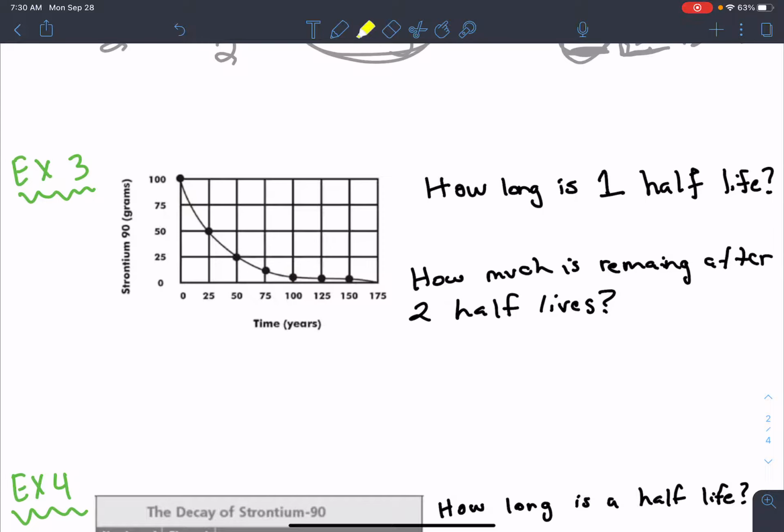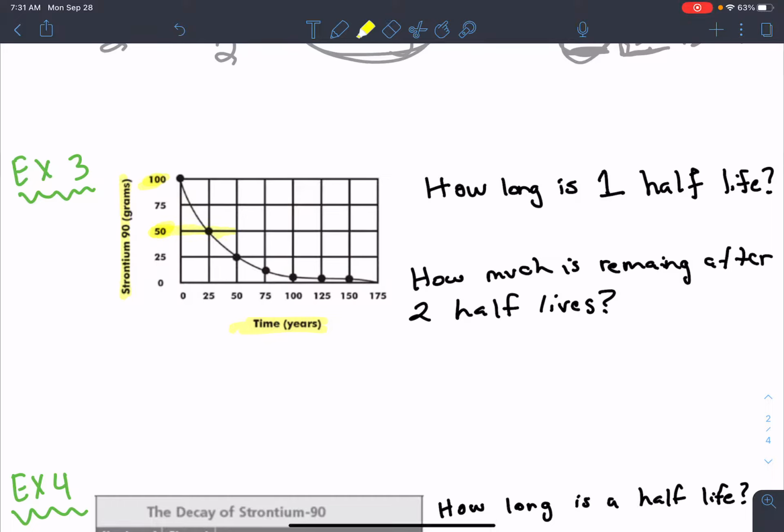So, this on the side on your y-axis is your amount of strontium in your atoms. We have 100 grams of it to start off with. And then this is our time in years on the bottom. So this is going to be able to show us our half-life. So if we start off with 100 grams and we go to 50, we know that is 100 divided by 2 is 50, right? That's one half-life. So this shows us one half-life.